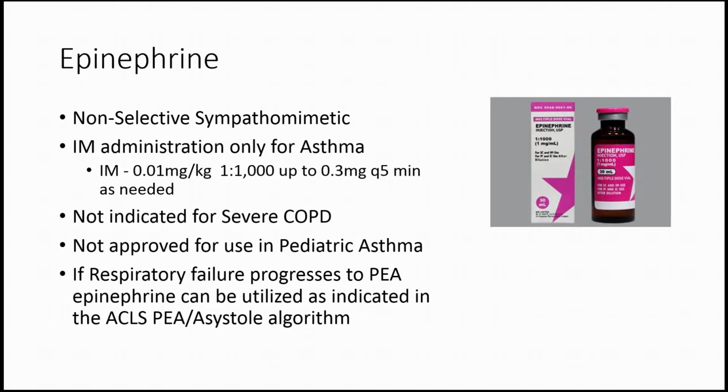Epinephrine, non-selective sympathomimetic, IM administration. It's just like we do with anaphylaxis, right? We give up to 0.3 Q5 as needed, and it's IM. Where do we give it? Big muscle groups, right? Okay. It's not indicated for severe COPD. Why is that? Who gets really bad COPD? We talked about this. Who gets COPD? What else do smokers have? They got shitty hearts, and they got shitty lungs, and they got shitty everything because they smoke, right? So whoever smokes, quit smoking, okay?